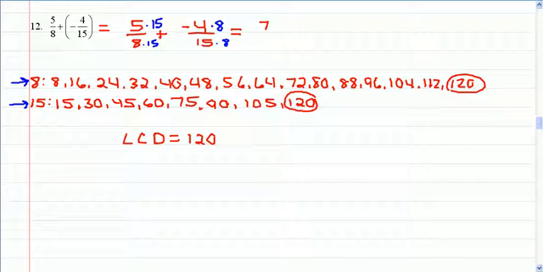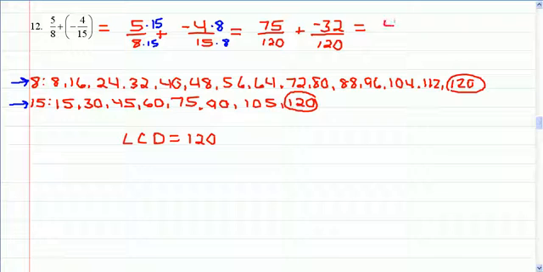So that my new fractions are 75 over 120 plus negative 32 over 120, and 75 plus negative 32 is 43 over 120.